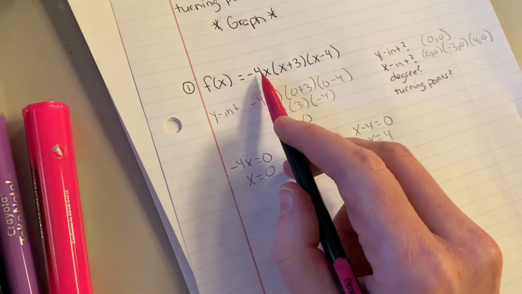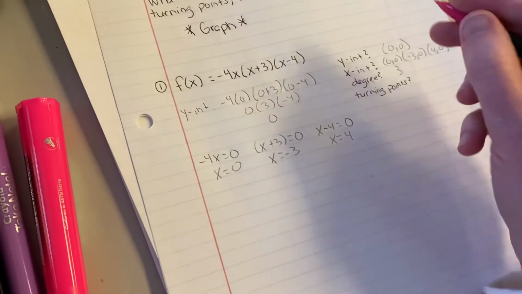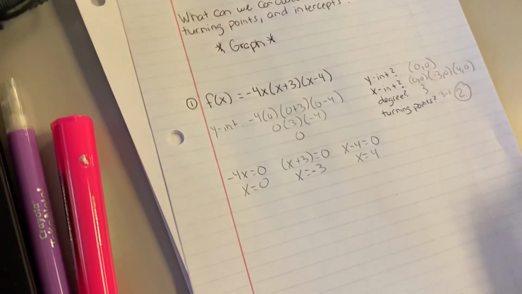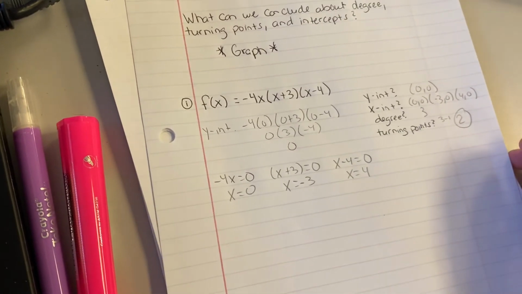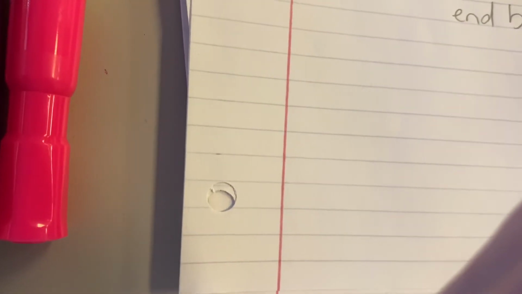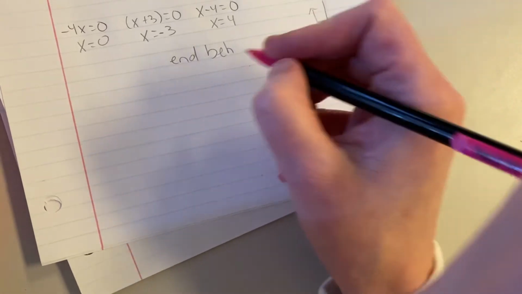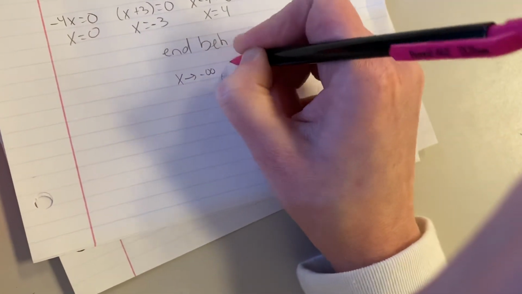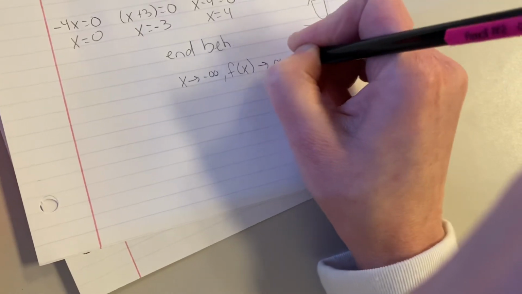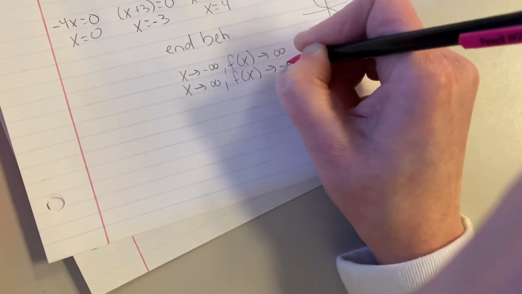If we multiply this out, it looks like we have a degree 3. And if we have degree 3, we have 3 minus 1, so we have 2 turning points. Now we can talk about end behavior. It's degree 3 and our leading coefficient is negative, so we can relate it back to this graph. So as x approaches negative infinity, f of x approaches positive infinity. As x approaches positive infinity, f of x approaches negative infinity.